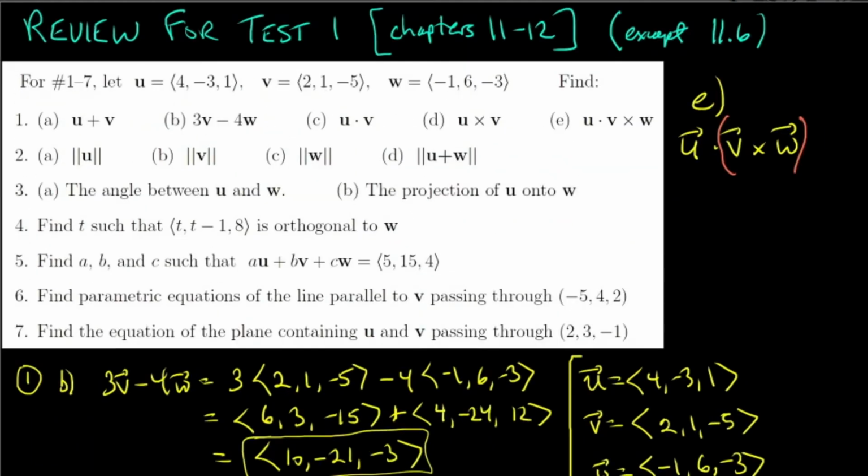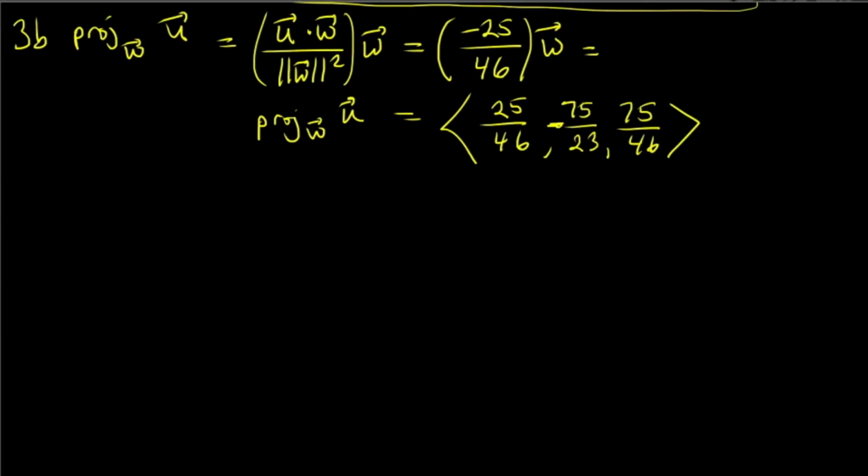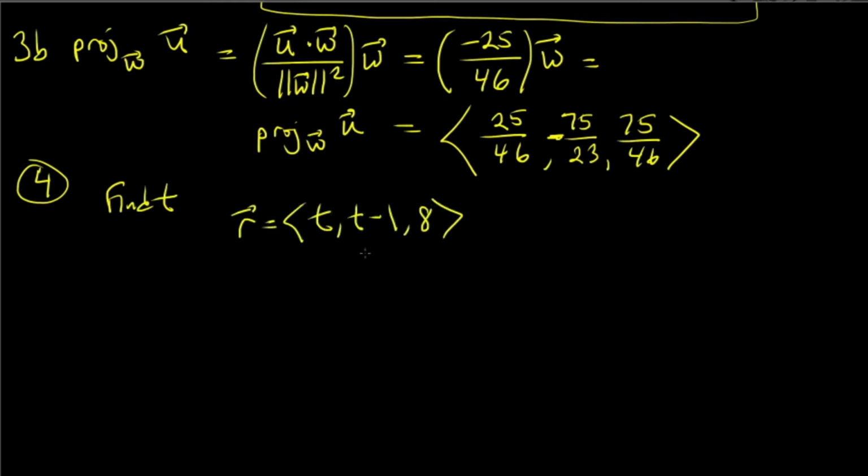Okay, so what's next? Number 4, find t such that the vector t minus 1, 8 is orthogonal to w. I can't use u, so I'm running out of letters here. Let's just call it r. So the vector r is t minus 1, 8. That's just a straight line, of course. So we want this to be orthogonal to w.